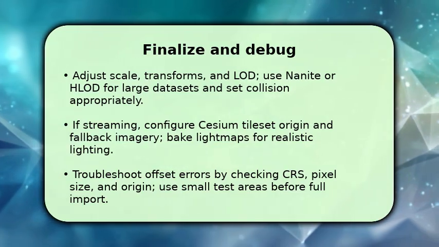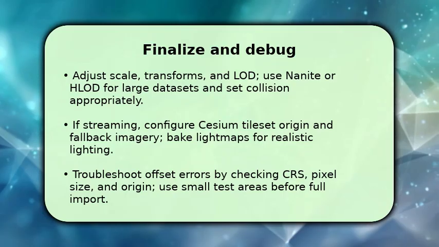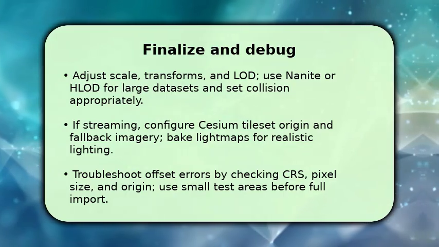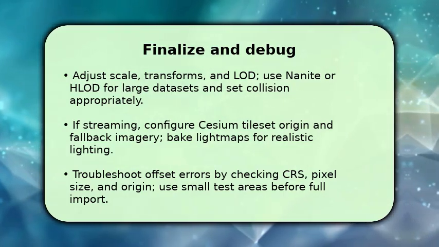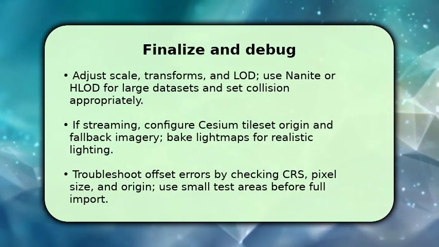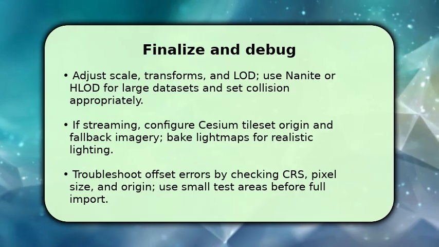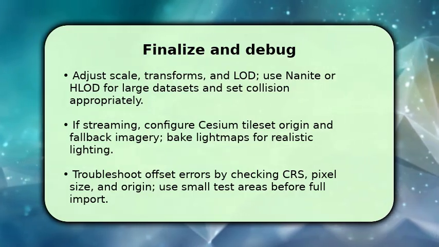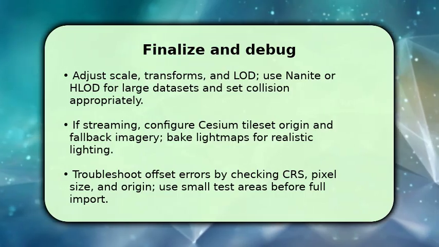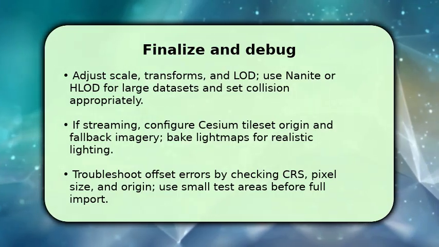Make sure the landscape transform matches the original coordinates. Set up Nanite or HLOD for large geometry and configure collision for gameplay. If you are streaming data, set the tileset origin and a fallback imagery source so textures load consistently, then bake light maps to lock in lighting.